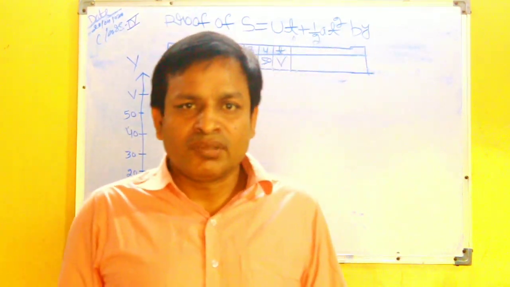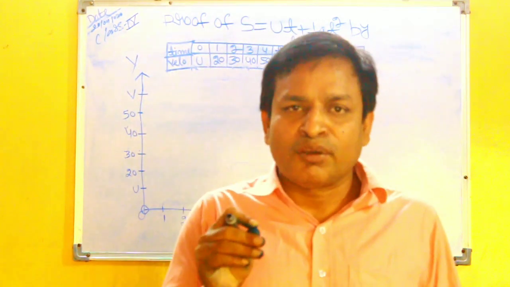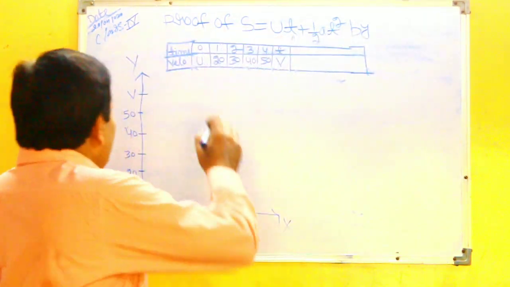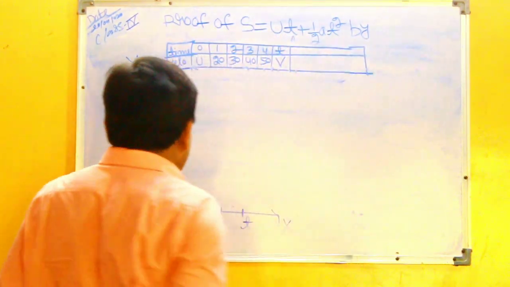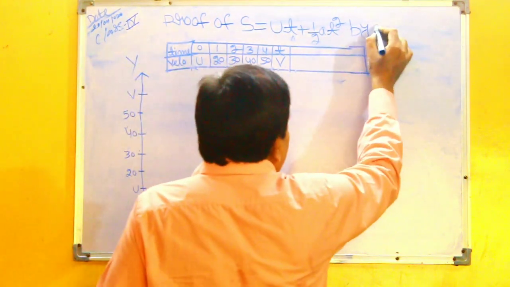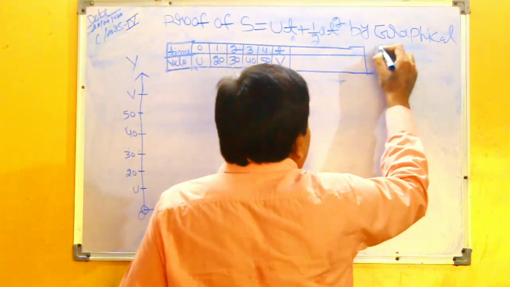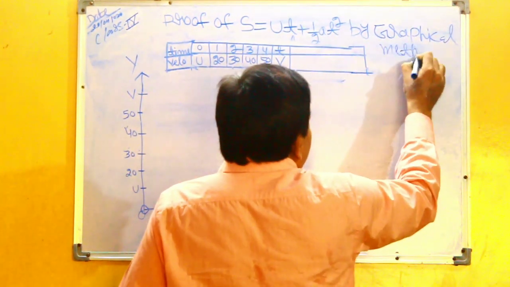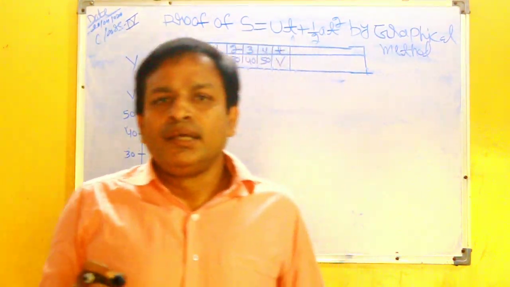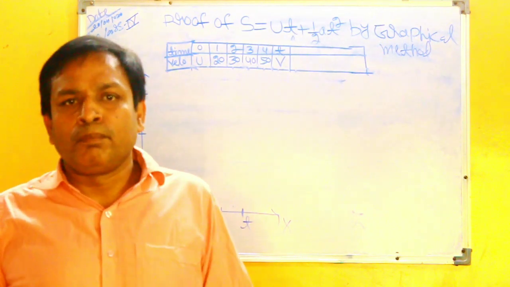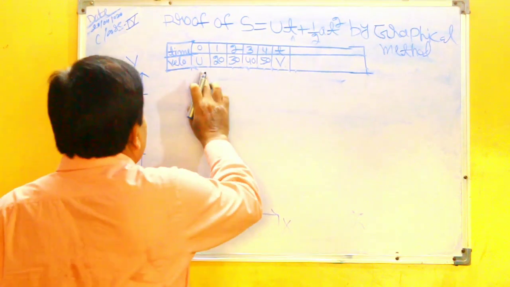After studying the different types of graphs used in motion, now we shall use that graph to prove the various equations of motion. Today we shall prove s equal to ut plus half at square by graphical method. And that graph will be velocity time graph because the area under the velocity time graph is equal to distance covered by body. For that we need a table.